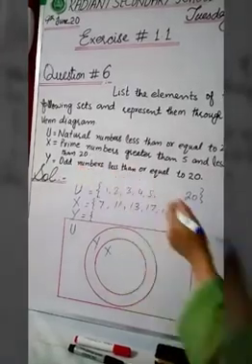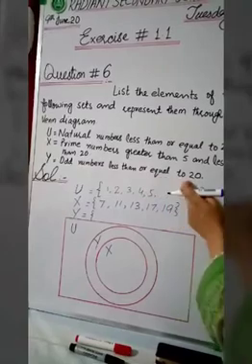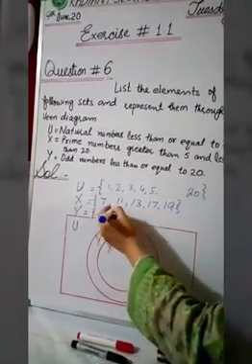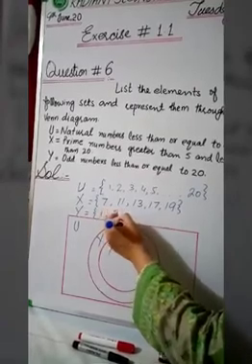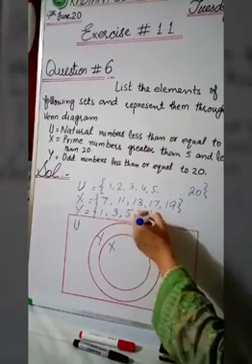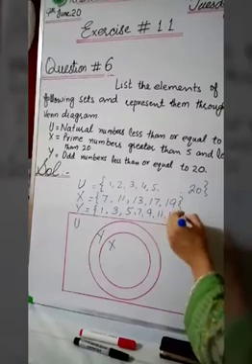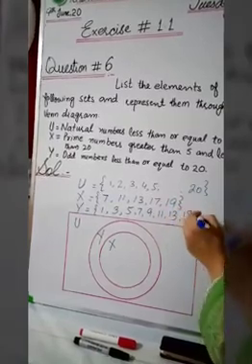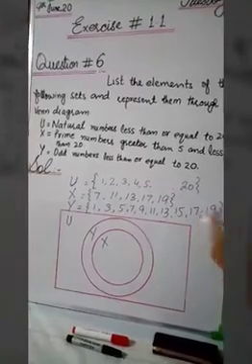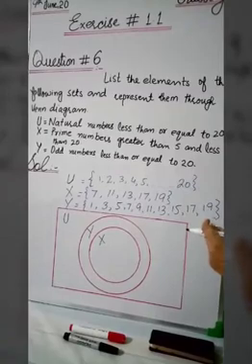Now look at the set Y. This is the set of odd numbers less than or equal to 20. So odd numbers are those numbers which are not divisible by 2. Those are 1, 3, 5, 7, 9, 11, 13, 15, 17 and 19. These are all the odd numbers which are less than or equal to 20.